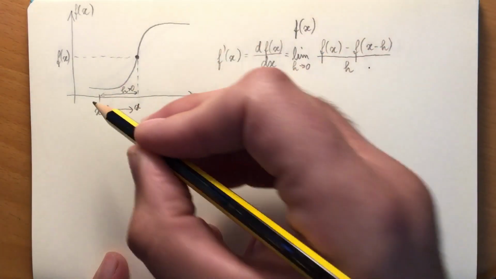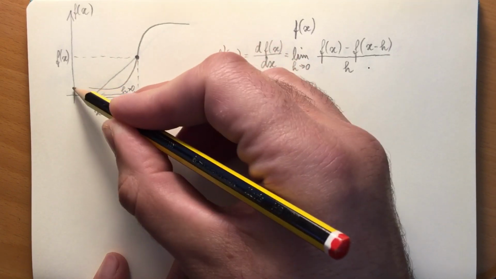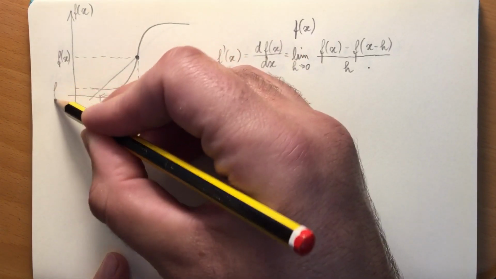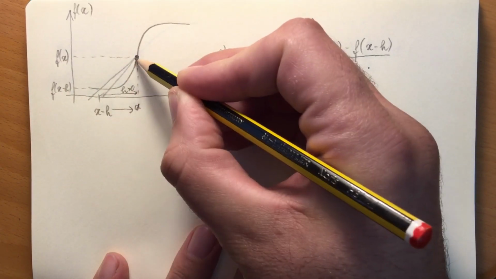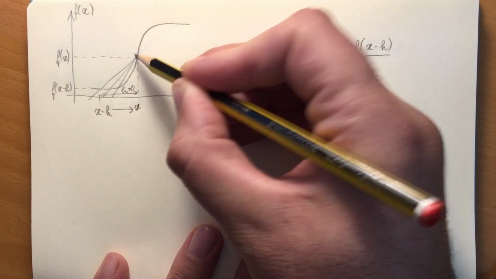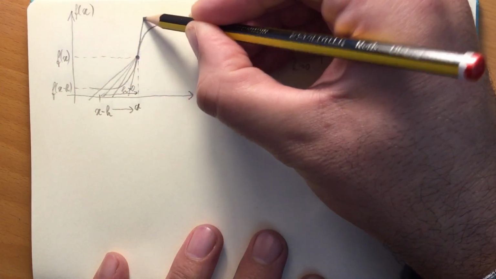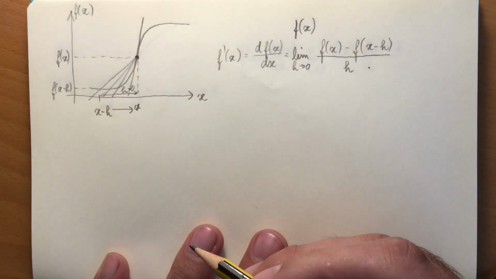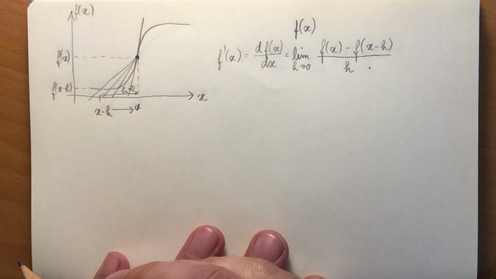This quotient here, which is the slope of this line, will approach, as h goes to 0, the slope of the tangent at point x. This is what I call a left side derivative.